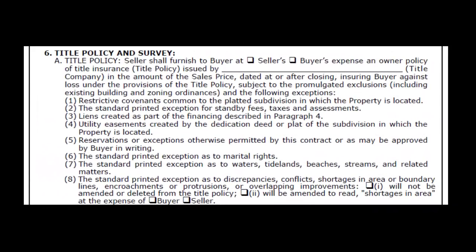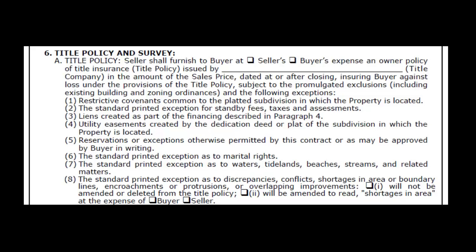Paragraph 6, title policy and survey. This paragraph begins on page 2 and doesn't end until page 4. It's pretty lengthy. There are 5 sections in this paragraph. Section A is the title policy, B is the commitment, C is the survey, D is objections, and E is the title notices section. So let me just describe what a title policy is real quick.